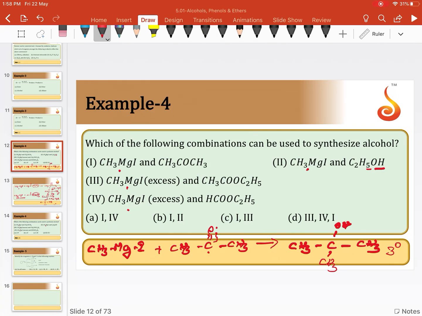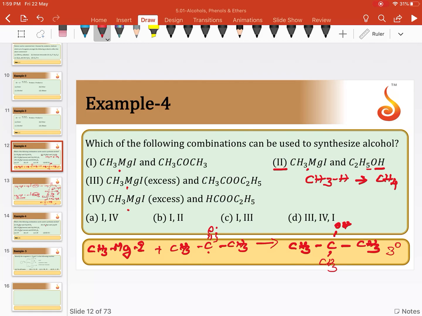How will we get alkanes here? Write R of Grignard's reagent and active hydrogen. That is the product obtained there. Means we will get methane here. So in the second option, we are not getting alcohol from this option. Now let us see third option.